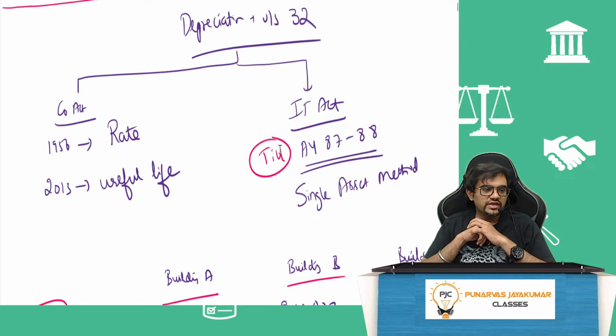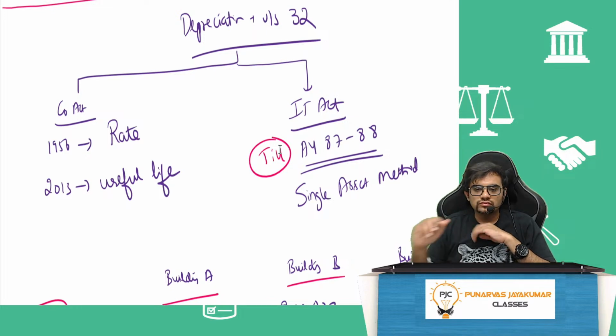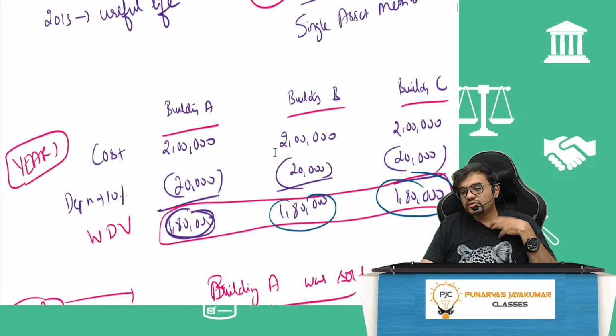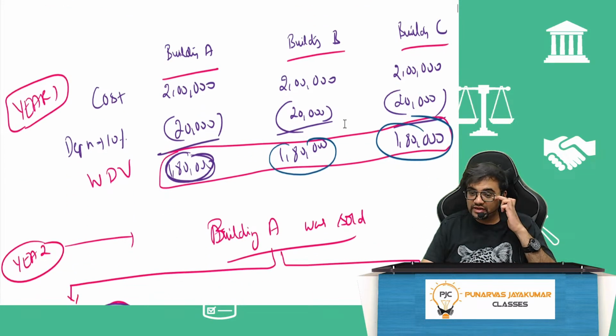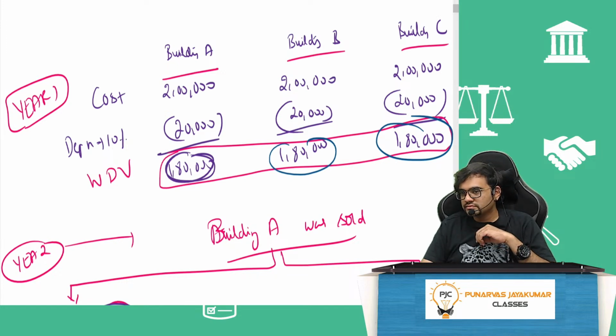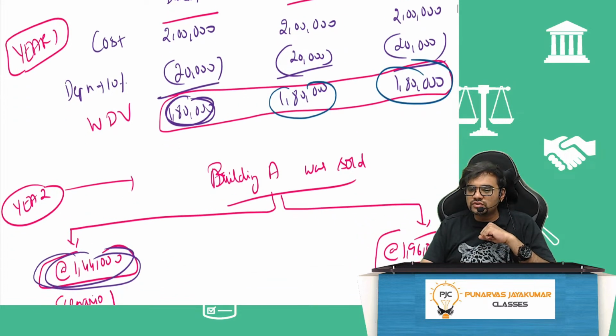Next is very, very important: depreciation. Depreciation is given in section 32. In the single asset method, what happens? We have building A, building B, building C. Cost is 2 lakh, 2 lakh, 2 lakh, depreciation 20, 20, 20. What is the WDV? 1 lakh 80, 1 lakh 80, 1 lakh 80. Single asset method. Next year assume building A was sold.